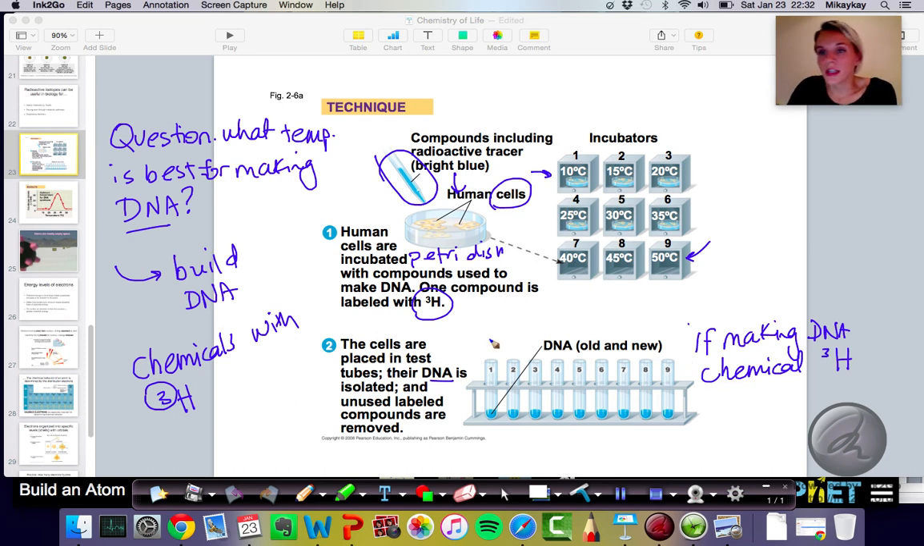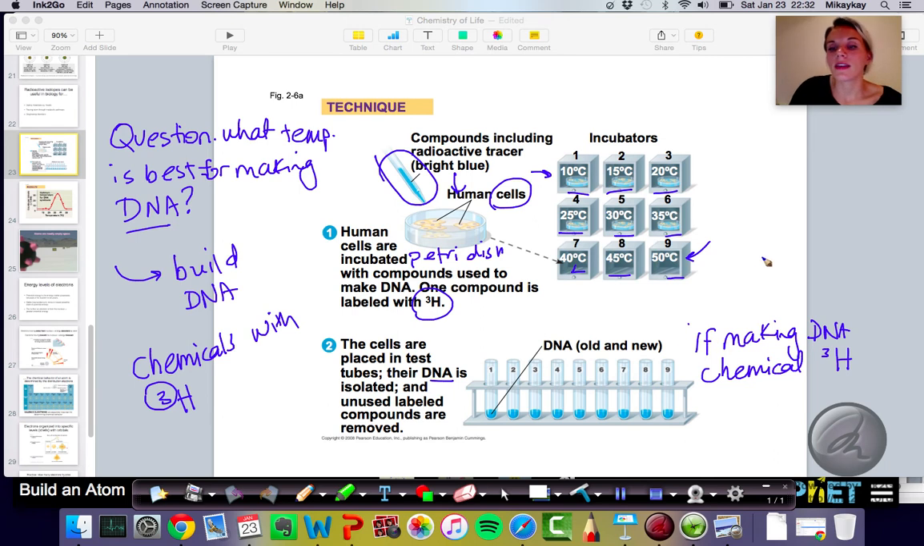So scientists added the chemicals, and then they put the Petri dishes in their respective temperatures, some in 10 degrees, some in 15, some 20, some 25, 30, 35, 40, 45, 50, right? They put them in there, let them do their thing. I don't know how long it was for, a couple hours, a couple days, doesn't matter. But after some amount of time, they take them out, they rinse them off, right? They clean off so they don't have any extra material around them.